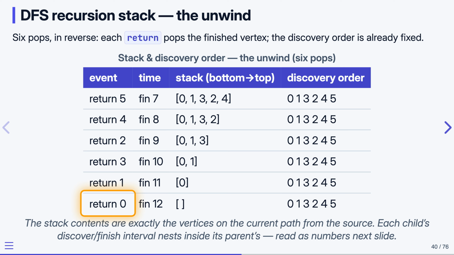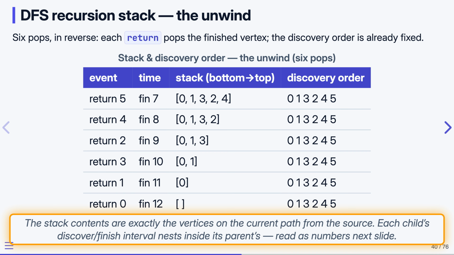The stack is empty. Now look at the last column. The discovery order never changed during the whole unwind. Discovery order is fixed on the way down, and at every row, the stack contents are exactly the vertices on the current path from the source. Each child's discover and finish interval nests inside its parent's, which we read as numbers on the next slide.